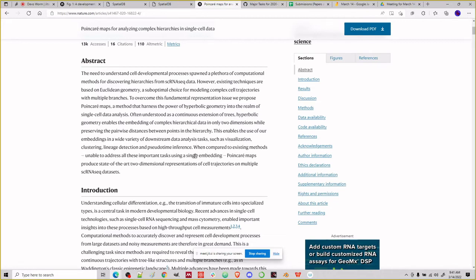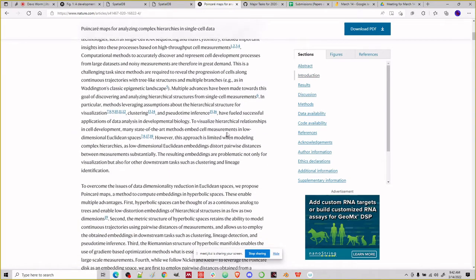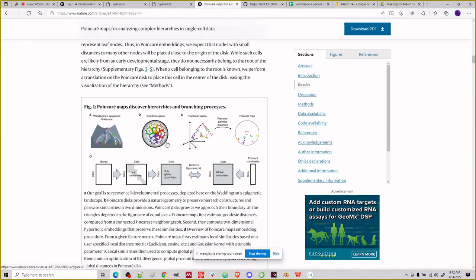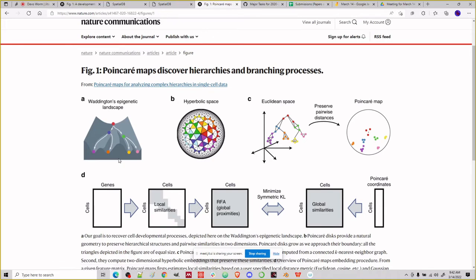So this is a single type of embedding. We talk about embeddings in graph neural networks. This is another type of embedding where you have this reference frame, this reference space, and then you map your data set to it. And then Poincaré maps are a certain subset of this type of hyperbolic geometry, where you can produce state-of-the-art two-dimensional representations of cell trajectories. So let me see if there are any images here that we can really dig into. This is a good example of how Poincaré maps discover hierarchies and branching processes. This is what they call Waddington's landscape or epigenetic landscape.